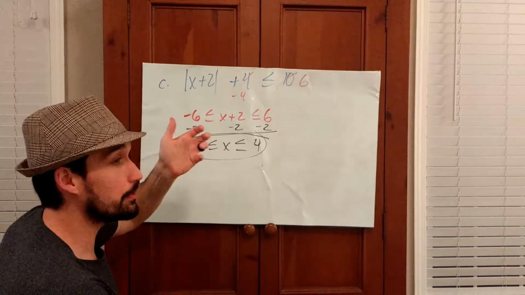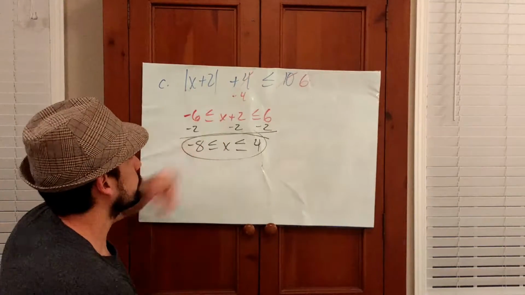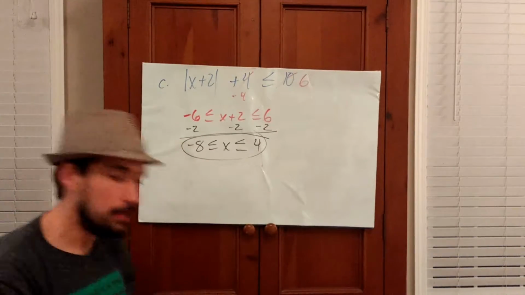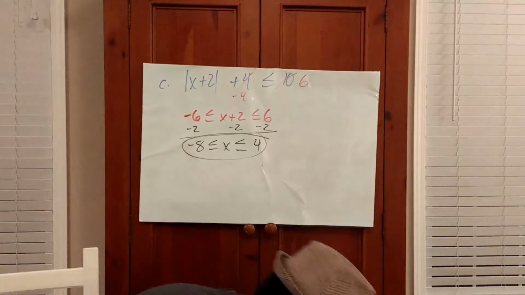That's why it's written as it is. So let's try an easy one like 0. 0 plus 2 is 2. 2 plus 4 is 6. 6 is less than or equal to 10. Booyah, as Stuart Scott used to say.